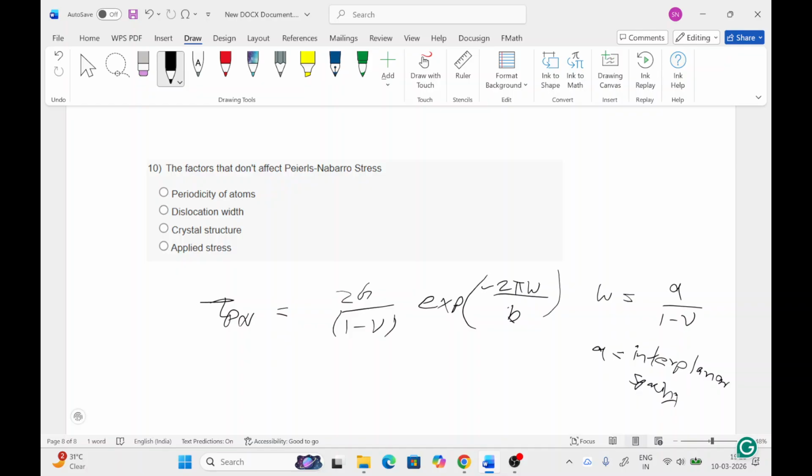So from the options, the first option is saying periodicity of atoms. So periodicity of atoms is required for the Peierls-Nabarro stress. Dislocation width is also included, this W is the width only. Crystal structure also affects this stress, and only the applied stress does not affect the Peierls-Nabarro stress. It is constant for a material. So the fourth option is correct.